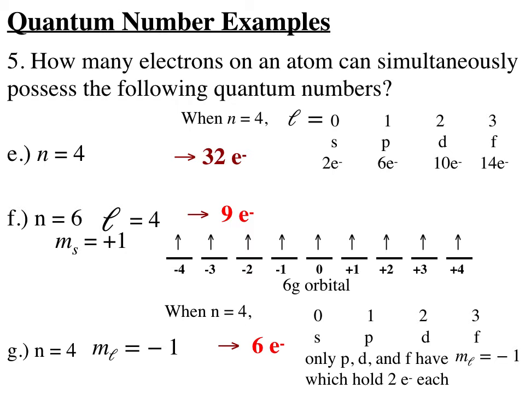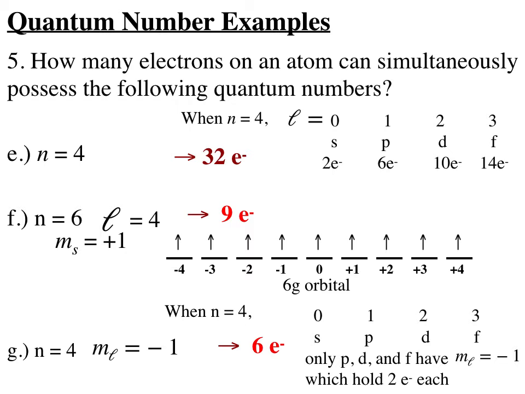And when n is equal to 4, L also can take 4 unique values: S, P, D, and F. I can have a 4S, a 4P, 4D, and a 4F. And they go up to 4F because when n is 4, L stops and caps at L equals 3, and that is the F orbital.